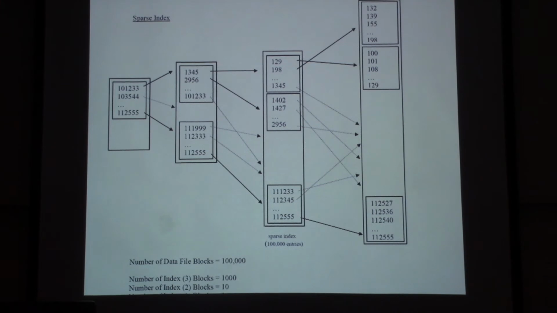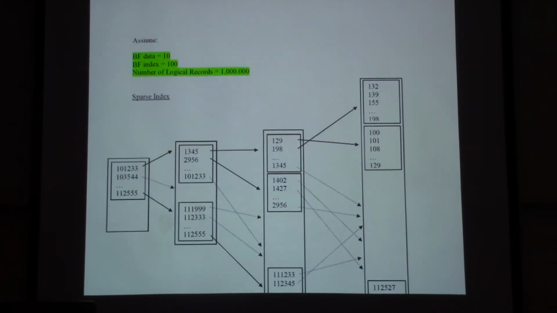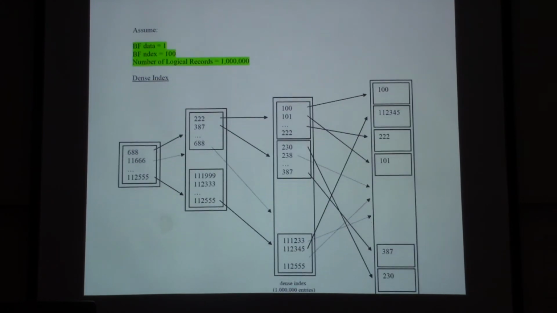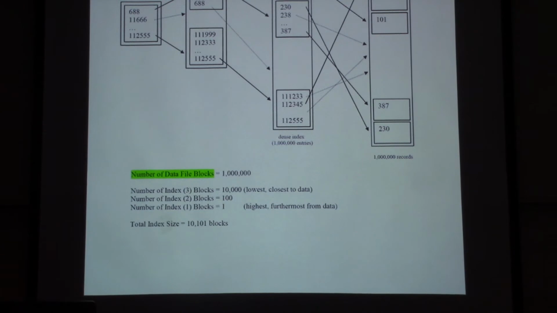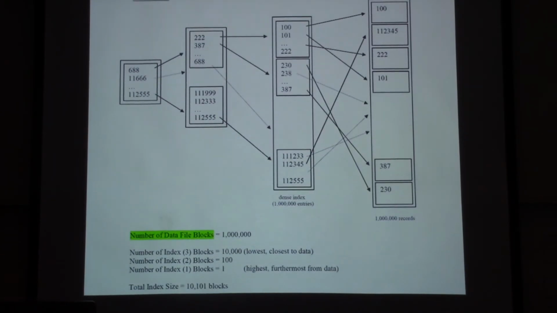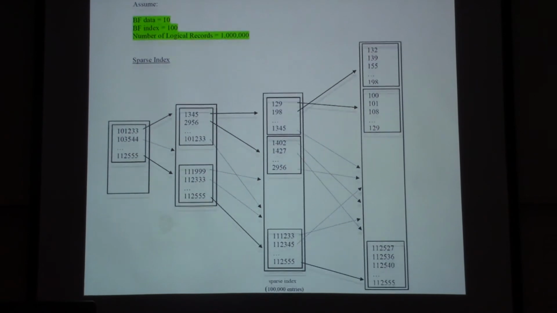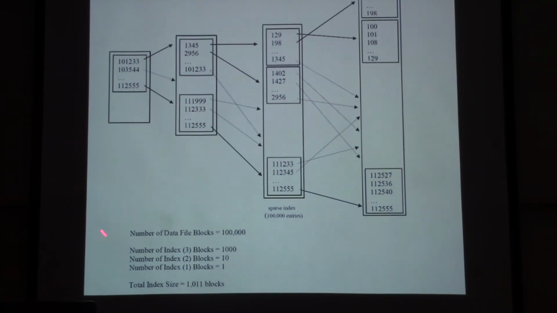Okay? So if you look over here, let's go to the previous page again. Here we go. So here, the total size of the index. Total size of the index, how many blocks does it have? Well, it's going to have 10,101 blocks. So 10,101. That's the size of the index in our first case. In our second case, our index is going to be 1,011. Okay? Because we started here with 100,000, so we only had 1,000, 10, and 1. So this index is really, really tiny. Okay?